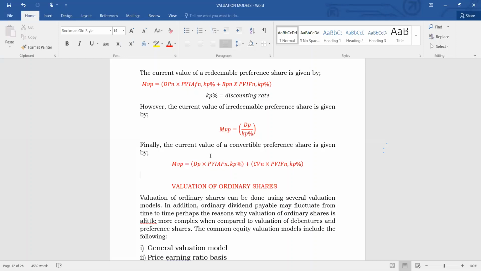Preference dividend is assumed to remain constant, but ordinary dividend may not necessarily remain constant, depending on the company policy adopted. Dividend payable can be the same each year, depending on which dividend policy is adopted by the firm. But generally, ordinary dividend may fluctuate from time to time. That is one of the reasons why valuation of ordinary shares can be a little bit complicated.